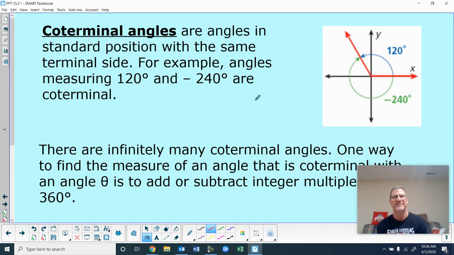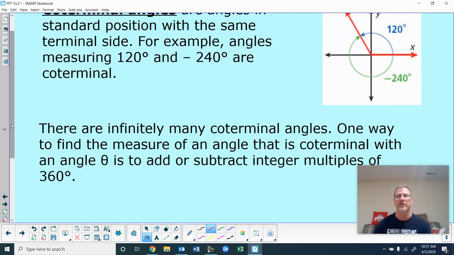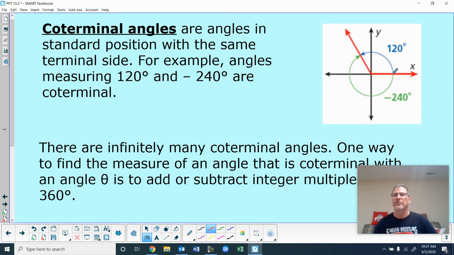Coterminal angles are angles in standard position with the same terminal side. For example, angles measuring 120 degrees and negative 240 are coterminal because the terminal side stopped in the same place. There are infinitely many coterminal angles. One way to find the measure of an angle that is coterminal with an angle theta is to add or subtract integer multiples of 360. So basically all we're going to do is add and subtract 360. If we do the blue arc, the positive measure, we go 90 and a little bit past to get to 120. If we do the negative, we go negative 90, negative 180, and go past about 60 degrees, and we stop in the same spot. So positive 120 and negative 240 are what we call coterminal angles.